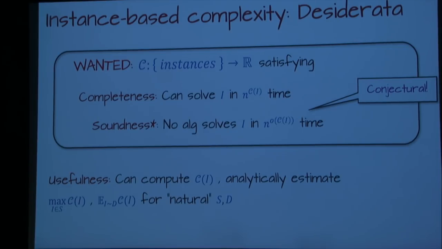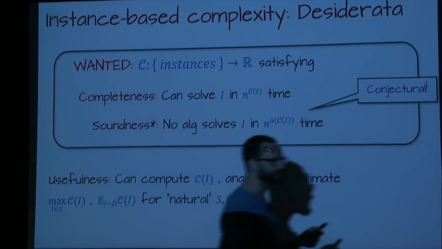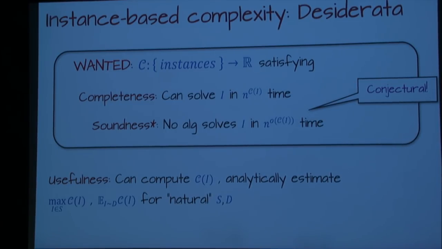Another thing I would like is for this map to be useful, in the sense that I would not like it to be like a Kolmogorov complexity, where C of I is a number that is defined, but no one can ever tell what it means. I'd like a number that is actually computable and that I can analytically estimate for some classes, say, given a set of instances. At least I have a fighting chance of estimating the maximum complexity or the expected complexity over this set of instances. So I'd like a very concrete measure rather than something very abstract.